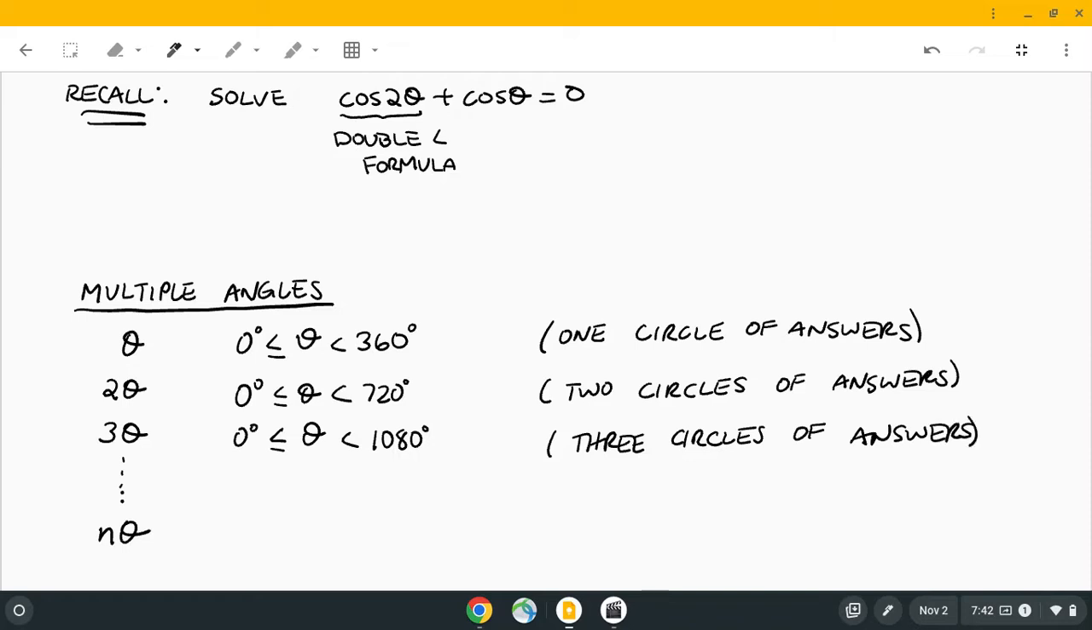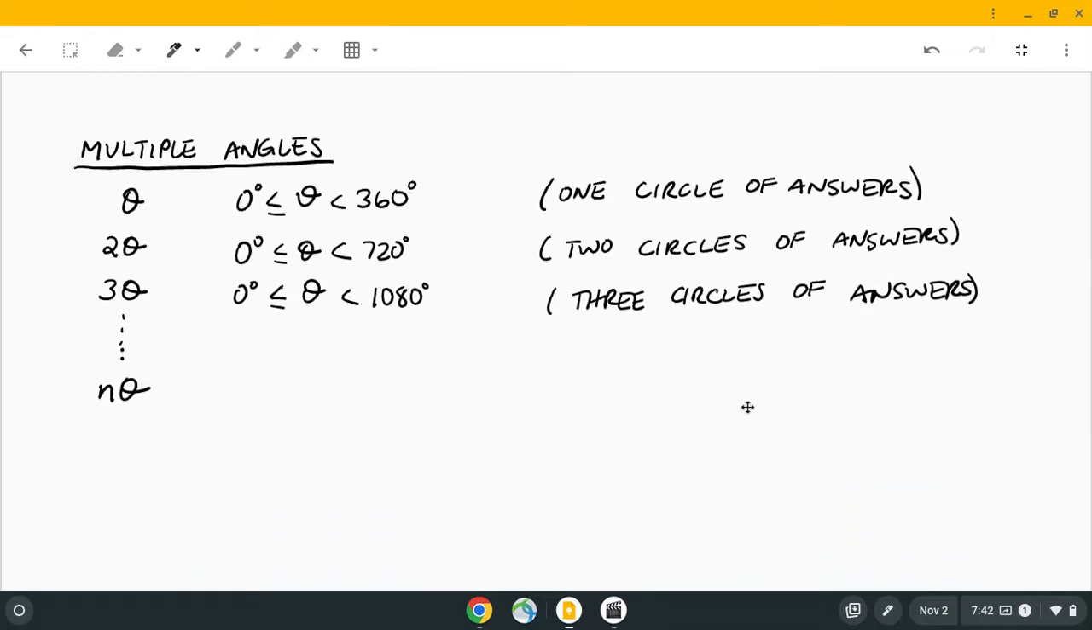And you'll see what I mean about these: 1 circle of answers, 2 circles of answers, 3 circles of answers, and we can keep going. So whatever n is, we are finding all the angles between 0 and 360 times that n. And this is just n circles. So maybe you have 5 or 10. We're not going to go that high, even though it's possible.